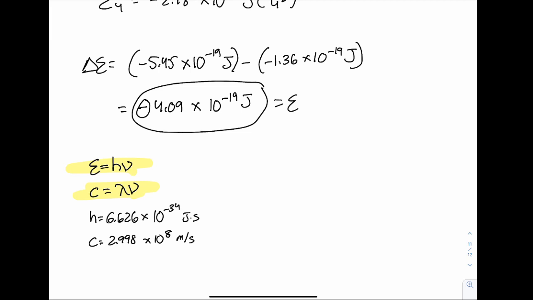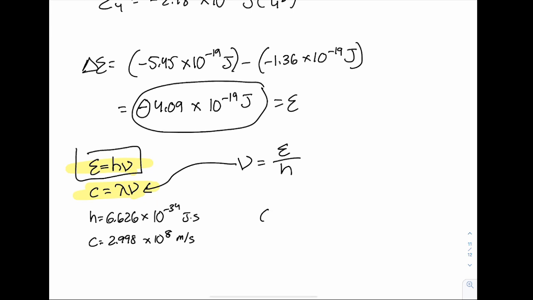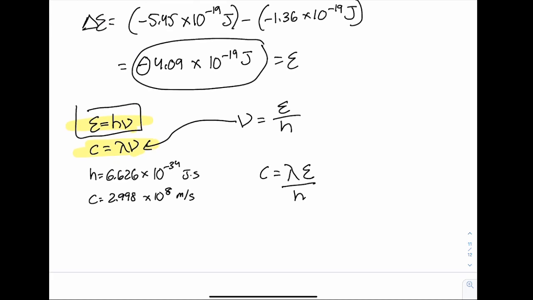So I know that my frequency is going to be equal to energy divided by H, right? I just took this equation. I wanted to get frequency by itself, so I divided both sides by Planck's constant. I'm then going to take that and substitute it into that equation. So C is going to equal my wavelength multiplied by my energy divided by Planck's constant. If you want, you can then rearrange that so wavelength is on one side of the equal sign. To me, mathematically, it's just as easy to plug it in. So I'm going to start substituting my numbers for my variables.